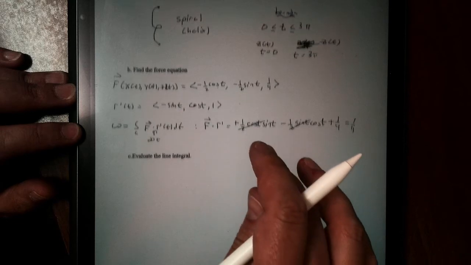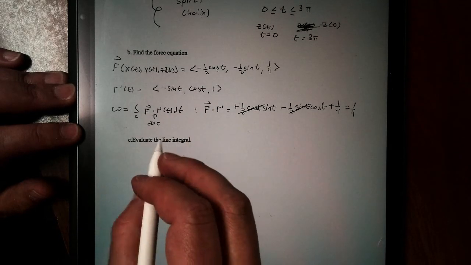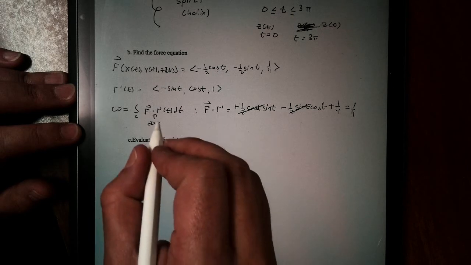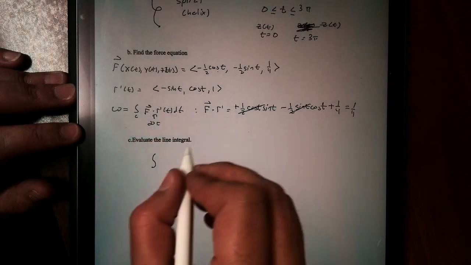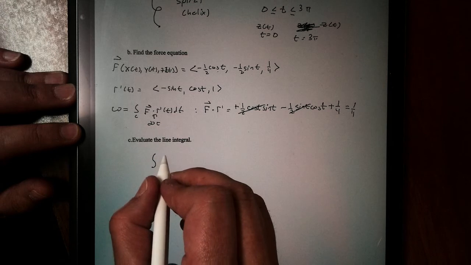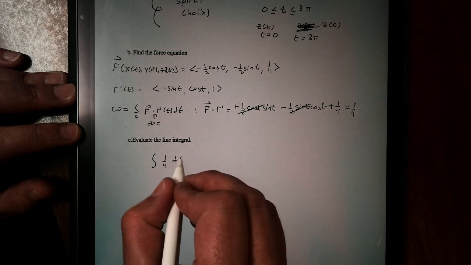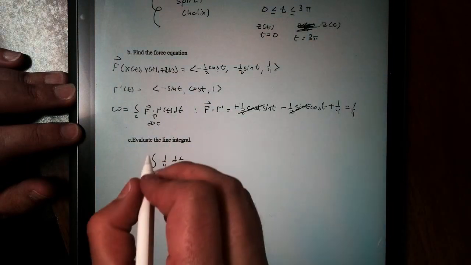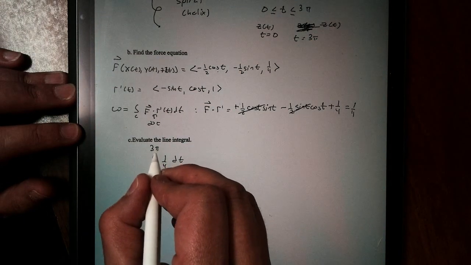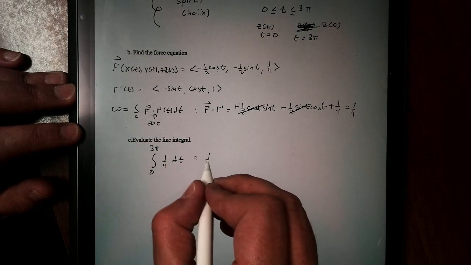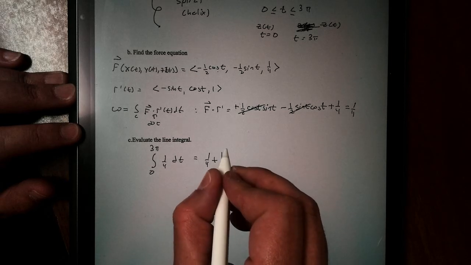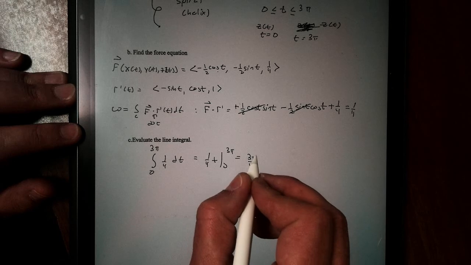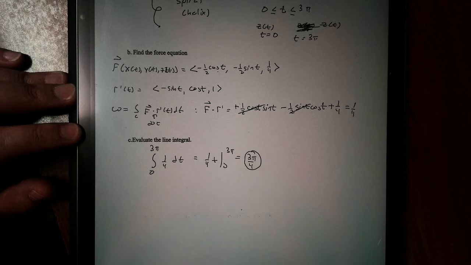And now we're going to evaluate our line integral. So I'm going to get my work equation. Take my dot product, which is just 1/4 dt, and remember my domain is going to go from 0 to 3 pi over here. This one's not that bad to do. We get 1/4 t from 0 to 3 pi, which is just 3 pi over 4. And there is our work element.